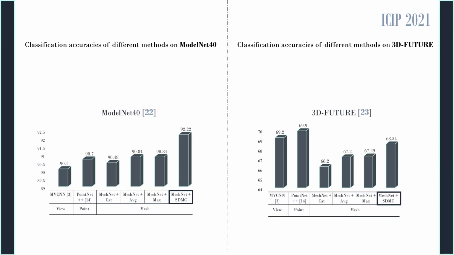We adapt MeshNet to perform dilated convolutions by replacing its mesh convolution block with our stacked dilated mesh convolution block. We compare our approach against the baseline MeshNet for classifying meshes in the 3D Future and ModelNet 40 datasets for experimental validation. Dilated convolutions improve the performance of the MeshNet model and yield accuracies competitive with other methods.